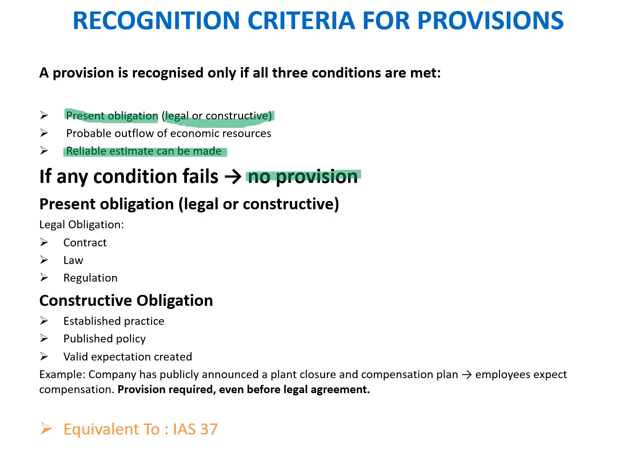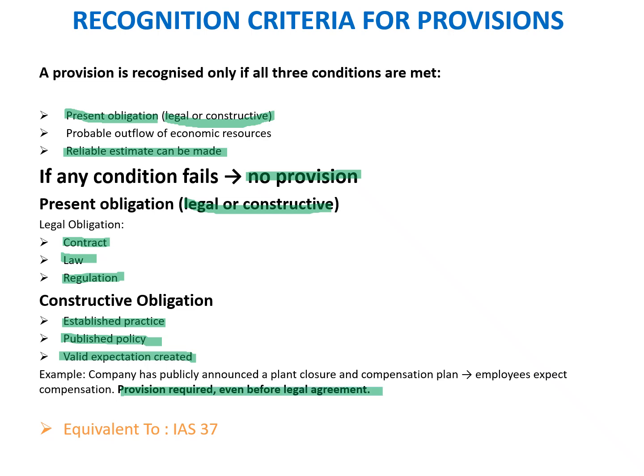So when we talk about the present obligation, it has to be legal or constructive. And what is a legal obligation? It is through a contract, law permits that, or it is a regulatory provision. But a constructive obligation means an established practice, a published policy, or a valid expectation created. For example, a company has publicly announced the plant closure and the compensation plan. Employees expect compensation. So, provisions are required even before the legal agreement.